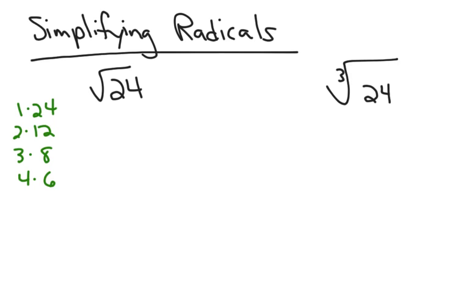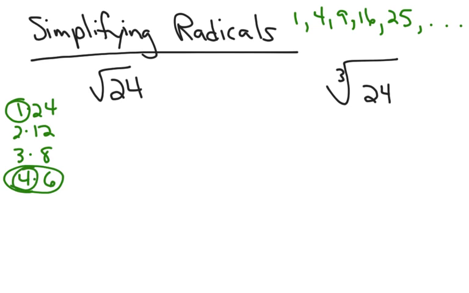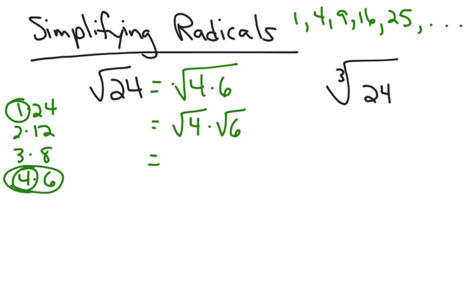Now, what were perfect squares? Perfect squares were numbers like 1, 4, 9, 16, 25, any number times itself. So if I look at those four pairs of numbers, the one with the largest perfect square is 4 and 6, because only 1 and 4 are perfect squares. None of the rest of the factors are. So I would rewrite that as the square root of 4 times 6, which is the same thing as the square root of 4 times the square root of 6, which is 2 times the square root of 6.